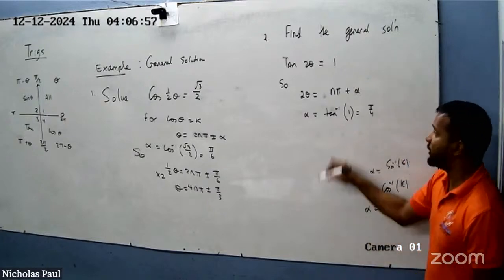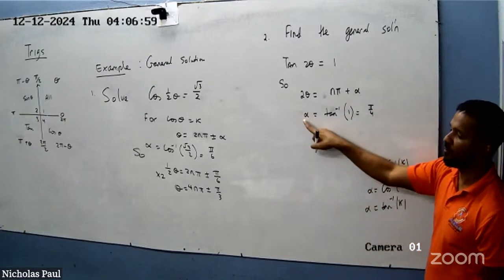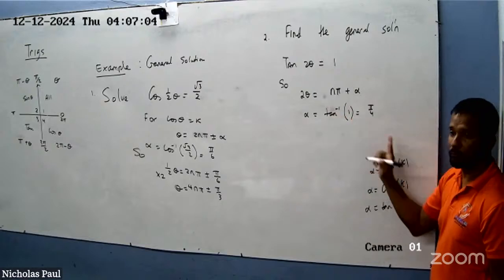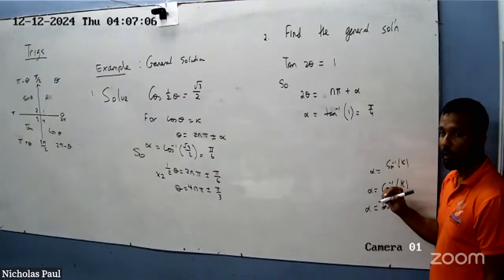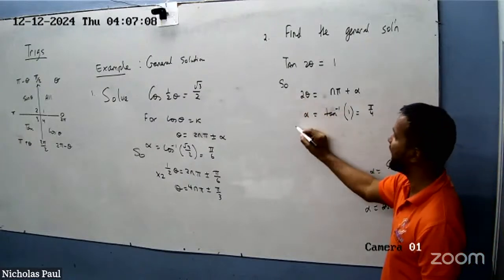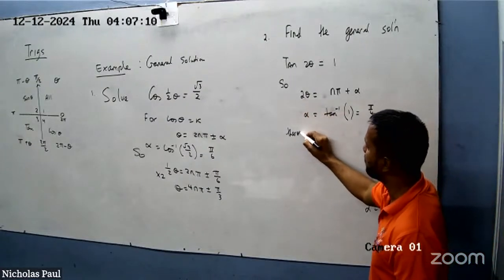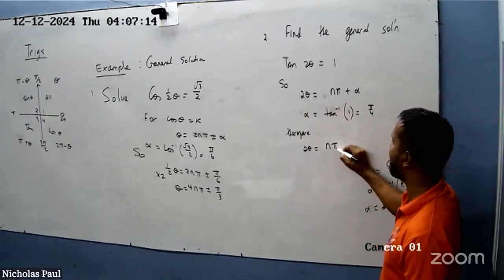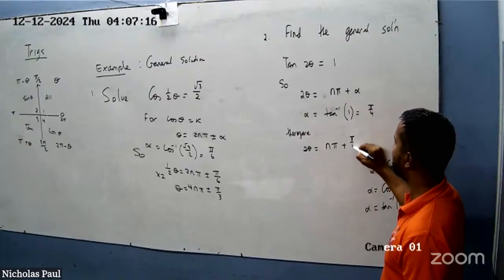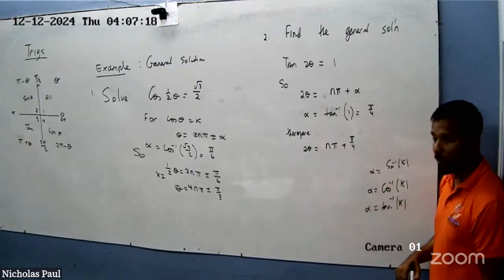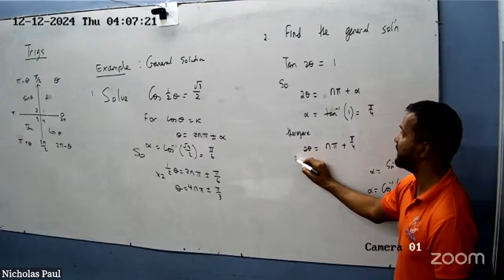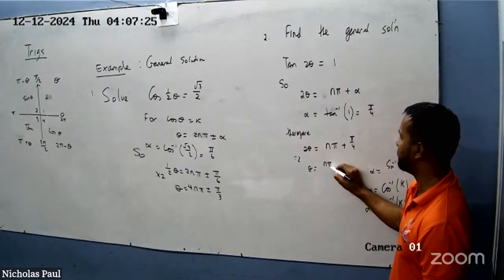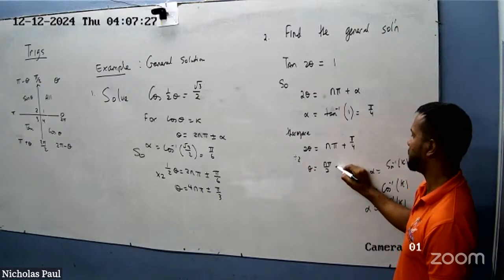So going back to number 2, alpha is equal to tan inverse 1, which is pi on 4. And now we come back here. Therefore, 2 theta is equal to n pi plus pi on 4. Then you can divide everything by 2 to make it look nice. Theta is equal to, actually, not looking so nice.